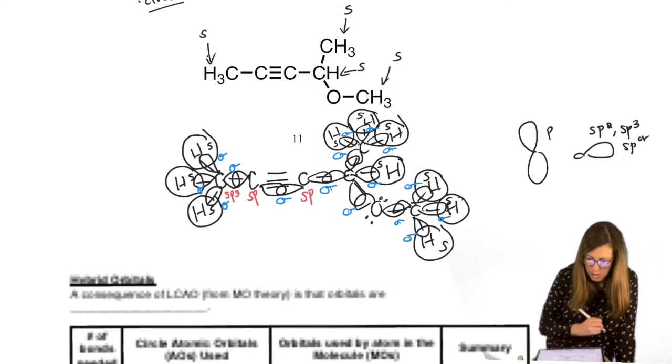Likewise with the other carbon that's part of the triple bond. Let's find all the other tetrahedral carbons. 4 sigma bonds means sp3, sp3, sp3.